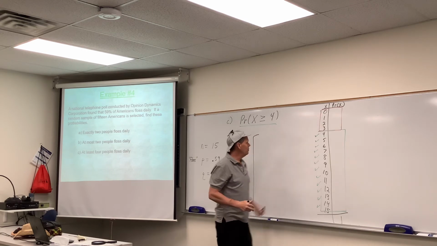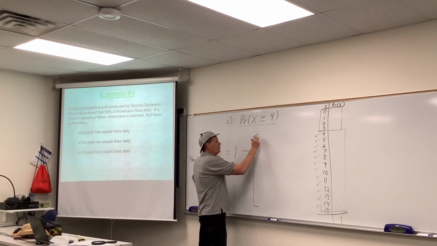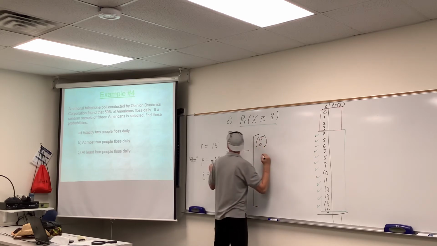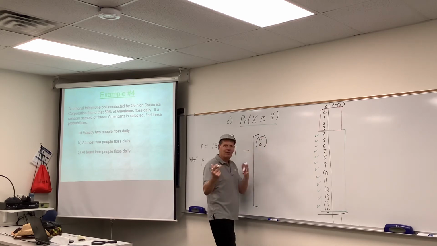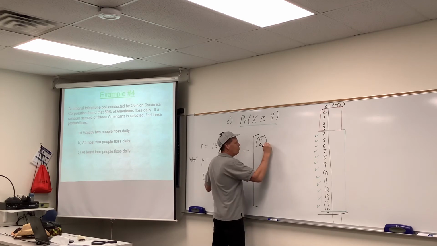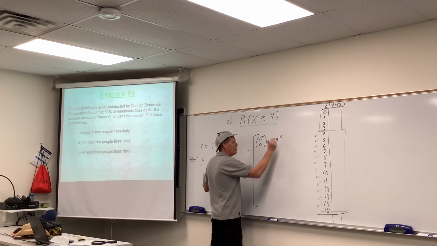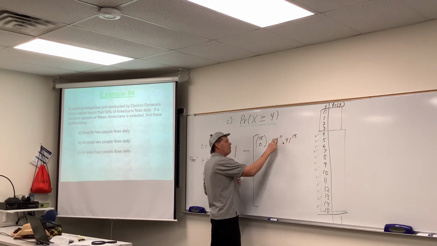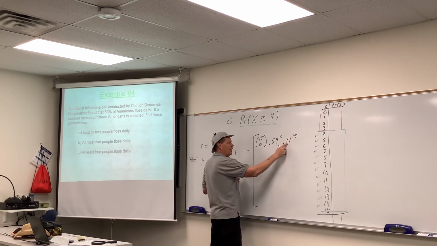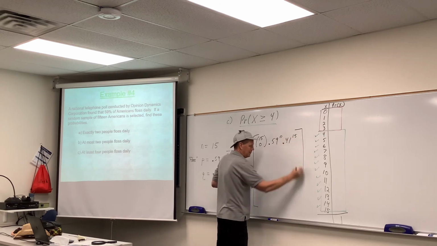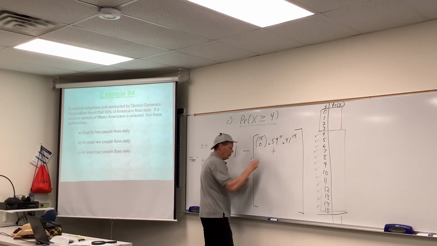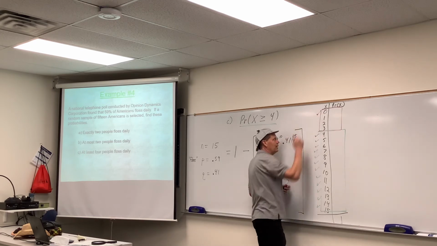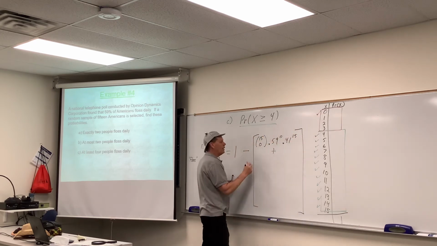Let's start with 0. I give you 15 people. You can choose 0 of them to floss. That's 0.59 to the 0, 0.41 to the 15th. That'd be nobody flosses and 15 do not. Plus, let's check it off. That's 0, right? Plus, all right, 1.